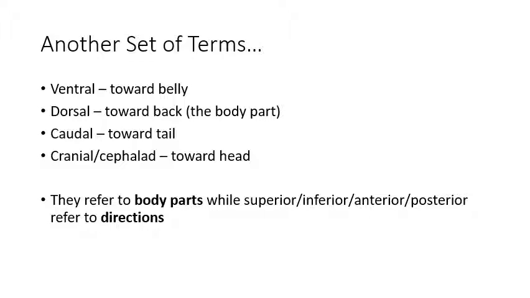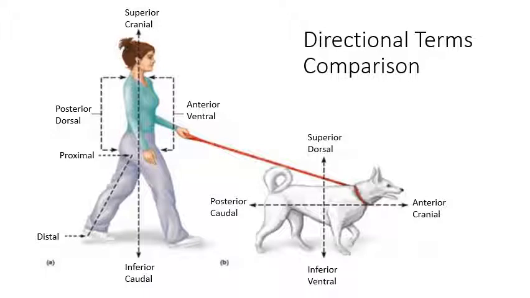So the major difference between that set of terms and the other one that we just went over is that the first set, anterior, posterior, superior, inferior, those are referring to directions in space, like front, backwards, up, down. Ventral, dorsal, caudal, and cranial or cephalad are referring to body parts, not directions in space. So this figure can help you see the comparison between the two sets of directional terms. And they are different depending on what type of creature we're talking about.